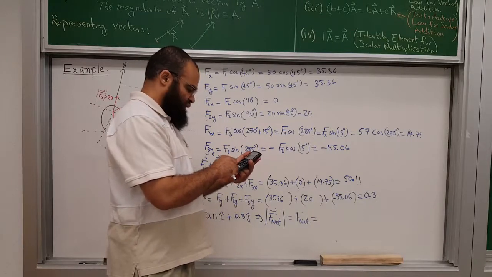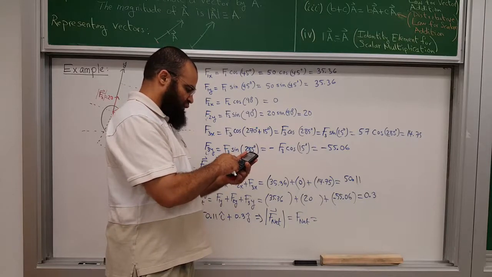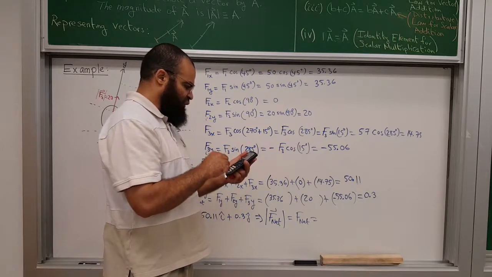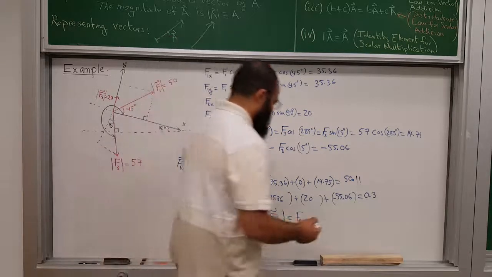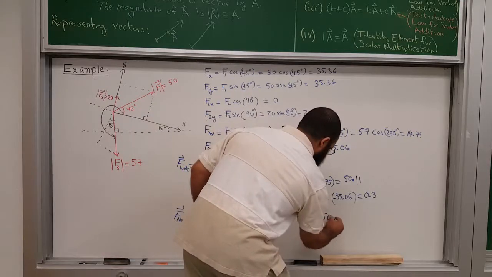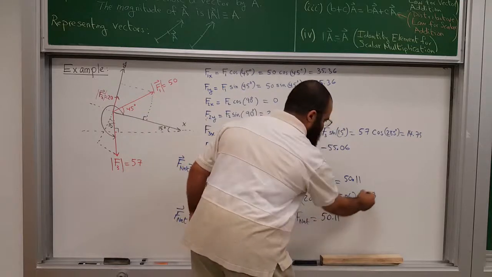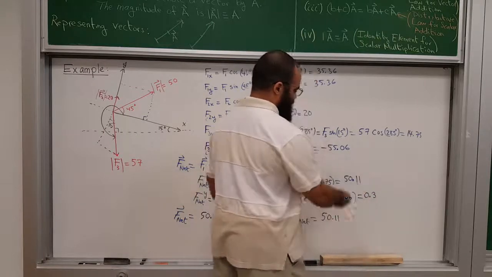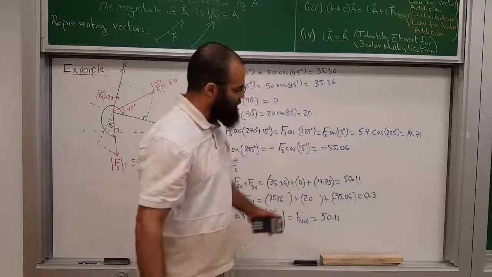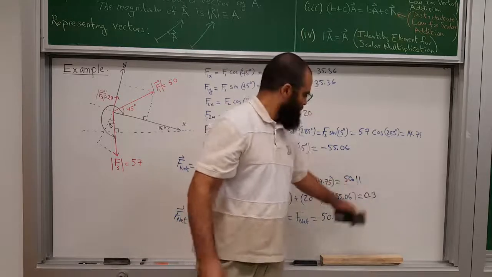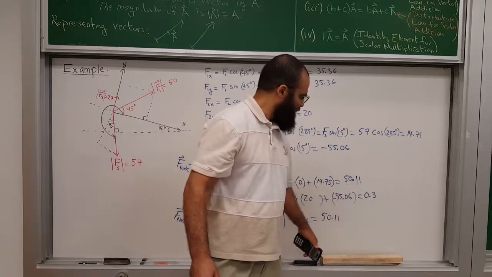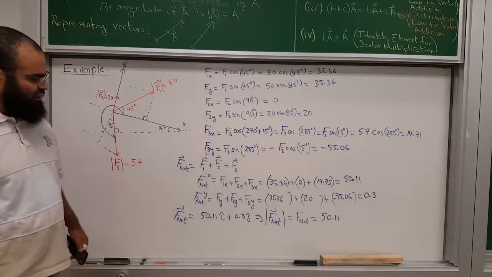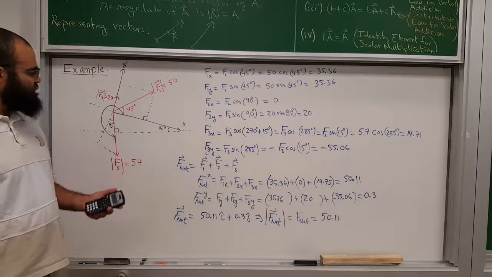50.11 to the power 2, plus 0.3 squared. It will be basically 50.11. Because when you square this, it becomes even tinier, and when you square this, it's huge. 50 squared is like 2,500, whereas this one is like 0.09, I think. So it would be tiny. So anyway, that's F net.